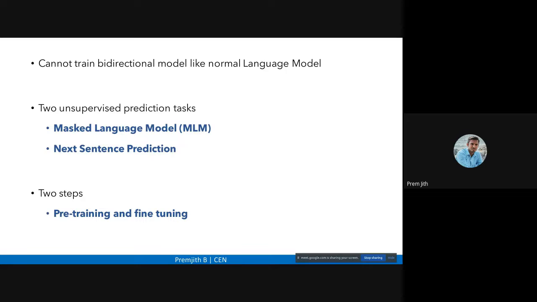Again, Google uses BERT and transformers for developing Google Translate and other applications. Google, Facebook, all the giants are using transformers for many of their tasks.